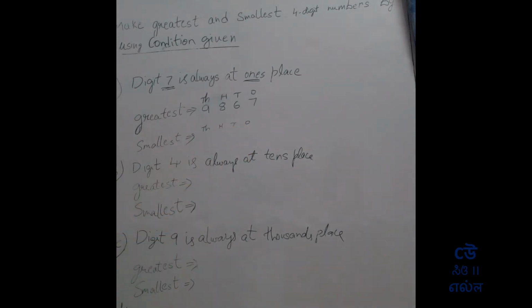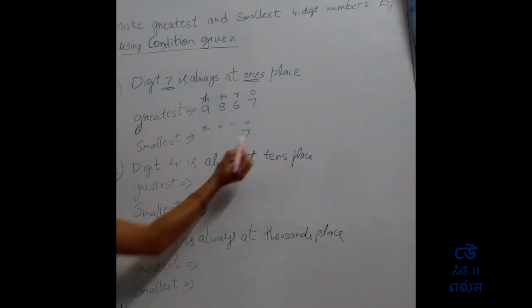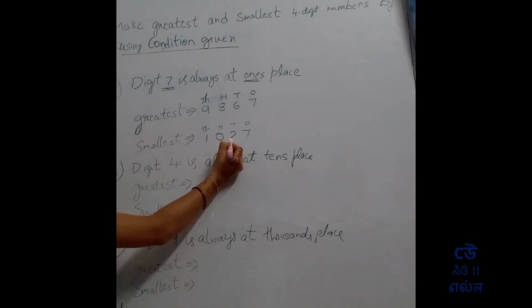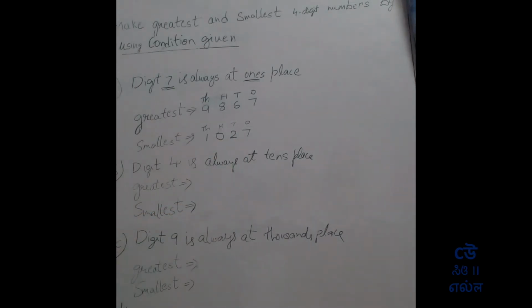So for the smallest number also the condition is the same, that is 7 should be in ones place. So the smallest number is what? It starts from which number? The smallest number is from 0, 1, 2, 3. So 0 we can't consider. So I'll consider 1. Okay. So the next smallest number is what? 0 you can consider. After one digit you can consider 0. And the next smallest digit is 2. So I'll write 2. Okay.